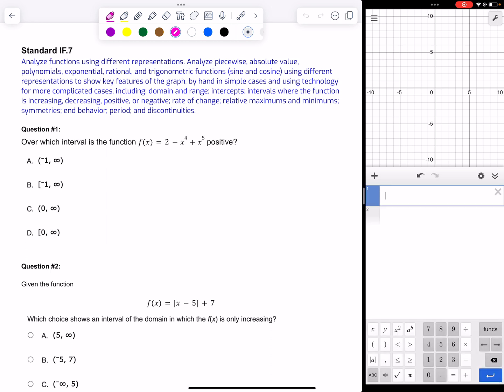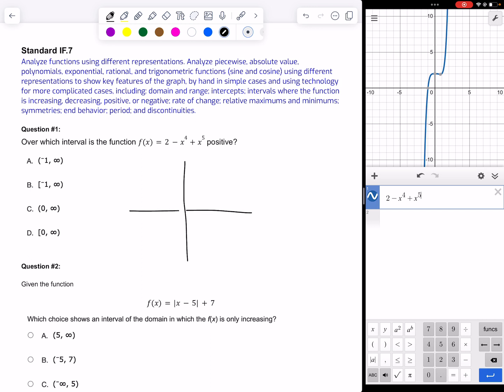So I'm definitely going to type this into Desmos to take a look at what is happening, but I'm just going to type it the way it looks. I'm not going to worry about putting it in standard form because that is not necessary. So I see my function and it says over which interval is it positive. So positive, let's review, is above the x-axis. So anything above the x-axis is considered positive and anything below the x-axis is considered negative. And right on the x-axis is neither.